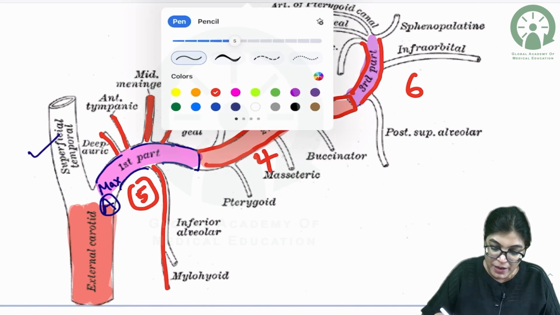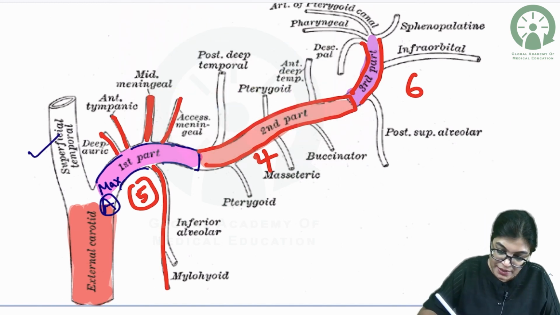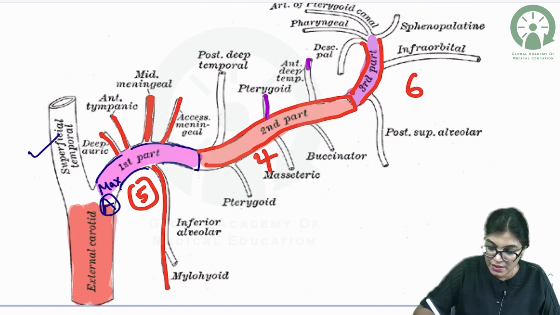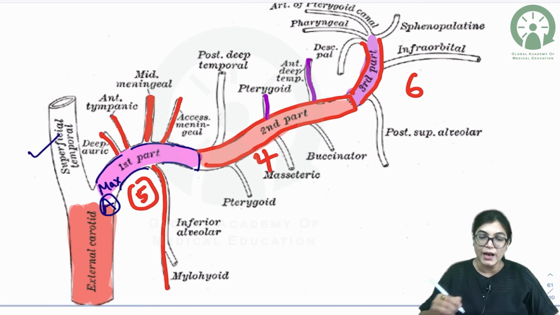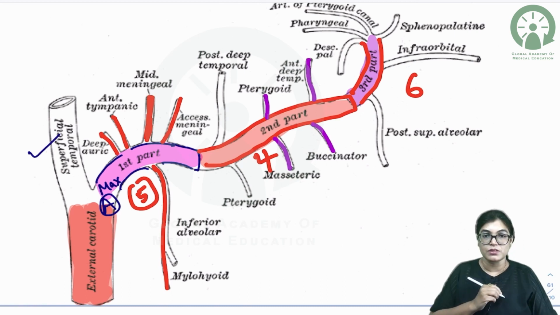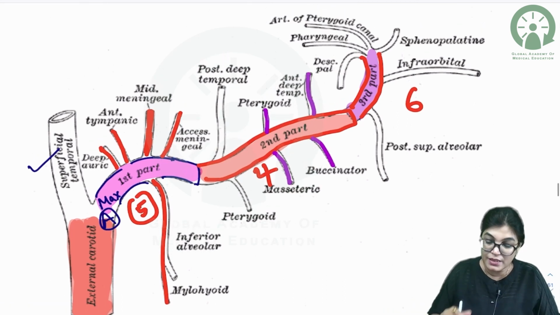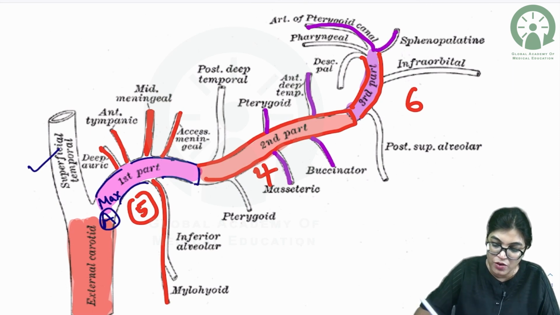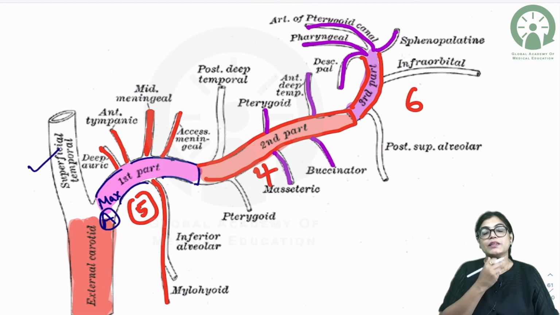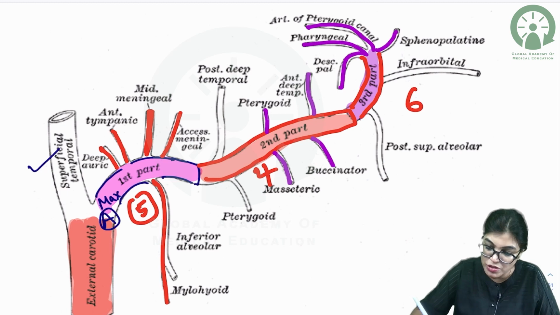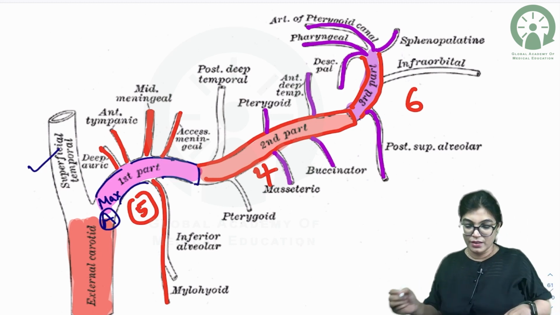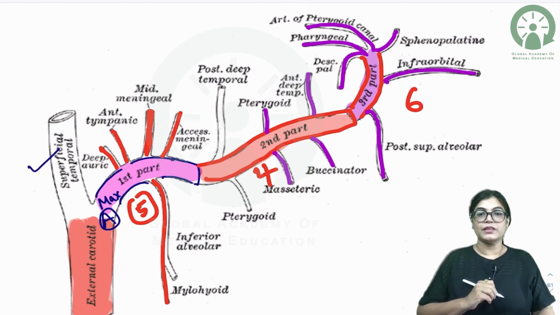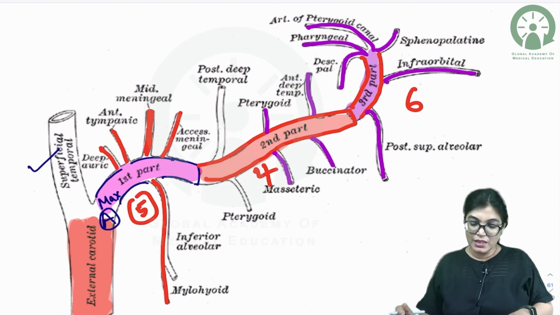Now talking about the branches from the second part. The second part gives pterygoid branches, temporal branches, masseteric and buccinator branches. The 6 branches from the third part are sphenopalatine, the terminal branch, artery to pterygoid canal, pharyngeal artery, descending palatine, which divides into greater and lesser palatine arteries, posterior superior alveolar artery, and infraorbital artery. So these are all the branches.